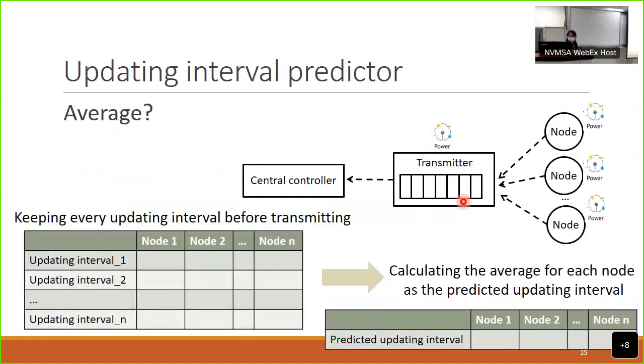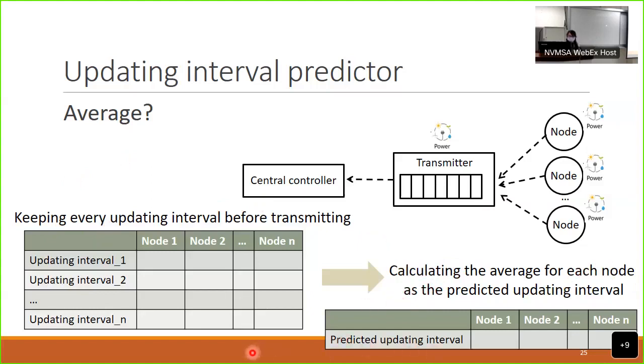Okay, so how do we predict the updating interval? The intuitive way to predict the updating interval is to average all the past updating intervals. But if we want to average the past intervals, we have to keep every updating interval before transmitting, and then calculate the average for each node as the predicted updating interval. And we also need to record this predicted updating interval.